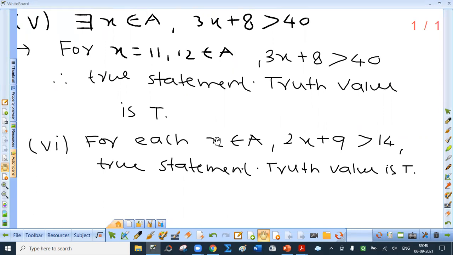Now, sixth one, for all x belonging to A, 2x plus 9 is greater than 14. Just check for the smallest element 3, all are positive. So for 3, you will notice that 6 plus 9, 15 is greater than 14. So it must be true for the remaining also. So the statement is true, though it is a universal quantifier. So the truth value is T.